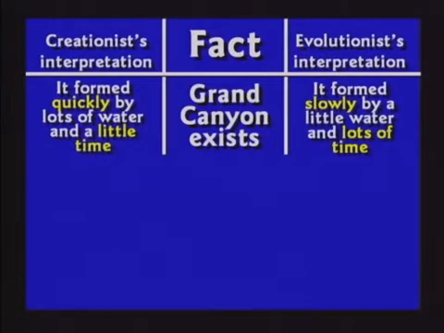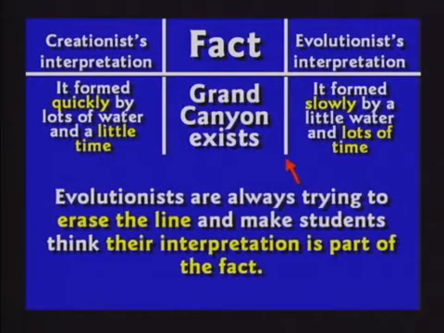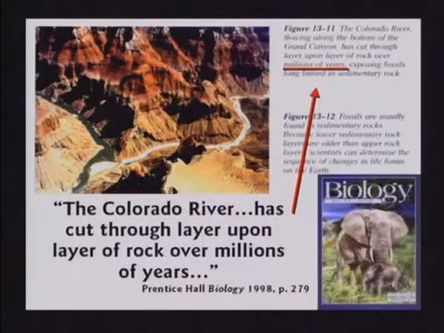The guys who believe in evolution are continually trying to erase the line between their interpretation and the fact column, and they want you to somehow think that what they interpret as evidence is now part of the fact. You got to really watch them on this. They're pretty slick. This textbook author does it just blatantly. He says, the Colorado River has cut through layer upon layer of rock over millions of years. Now just hold on a minute. I was in a debate one time and this atheist said, Hovind, you're so dumb. Don't you know it took millions of years to make Grand Canyon?